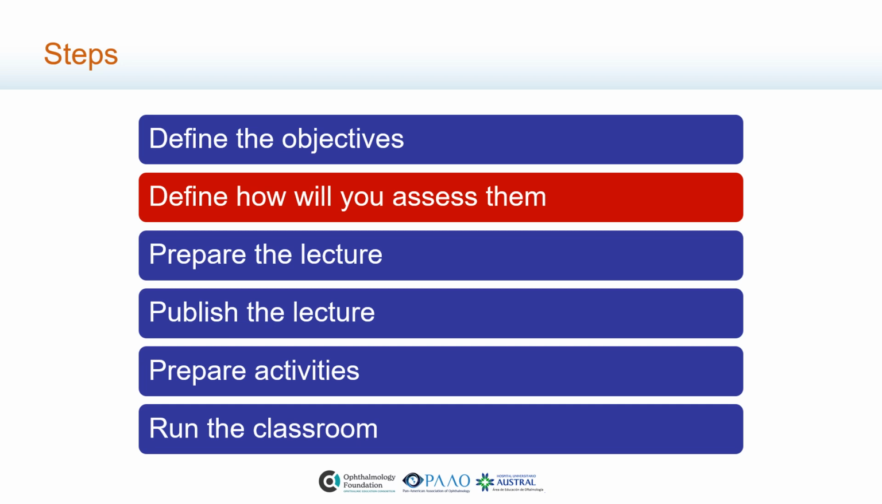The second step is decide how you will assess the objective that has been attained. Many times, defining assessment is left for the last. This is not a good idea. If you have clear learning objectives and know how you will assess, it makes building the lecture much easier because you will know exactly what to include and, as important, what to leave out.